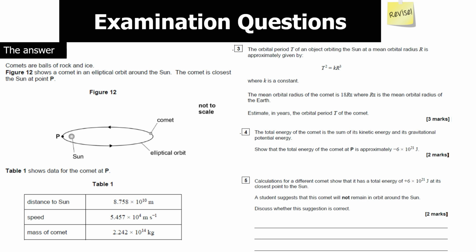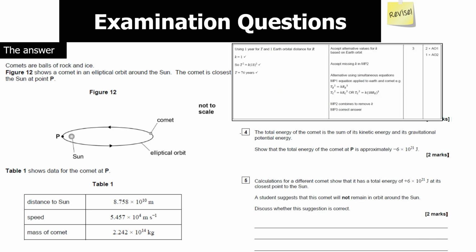Right, so how do you answer this first question? Well, as you know, you've got a constant there, so what you can do is remove the constant by saying T squared equals r cubed for the comet and T squared equals r cubed for the Earth, and you can ratio them. You can say T squared of the Earth over T squared of the comet is equal to r cubed of the Earth over r cubed of the comet.